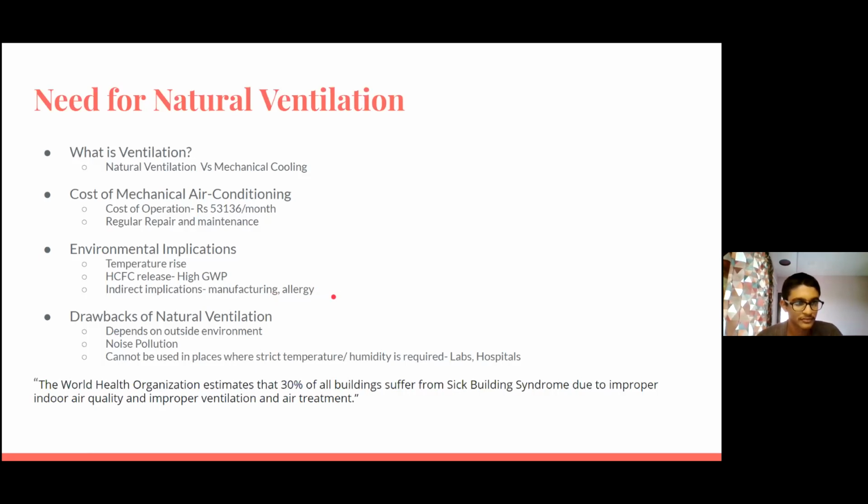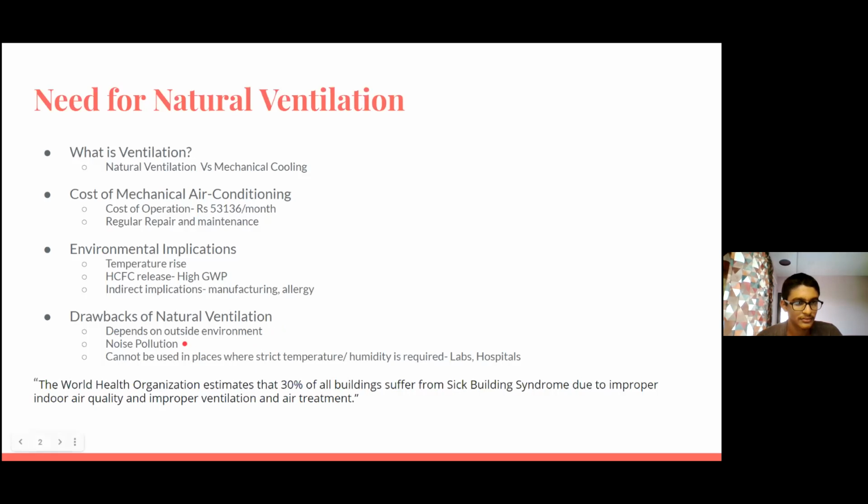So, all said and done, natural ventilation is not the best solution in all cases. There are a few drawbacks for natural ventilation also, which we shall be seeing right now. It depends on the outside environment. So it's not applicable in all scenarios in every case that we can use natural ventilation, because in cases where there's extreme temperature of the environment, we cannot really exploit this phenomenon because it does us no good.